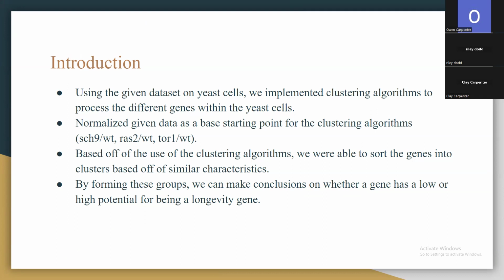And that data that we normalized was the SCH9/WT, the RAS2/WT, and the TOR1/WT. And then based off of the use of the clustering algorithms, we were able to sort the genes into clusters based off of similar characteristics. And by forming these groups, we can make conclusions on whether a certain gene has a low or high potential for being a longevity gene.